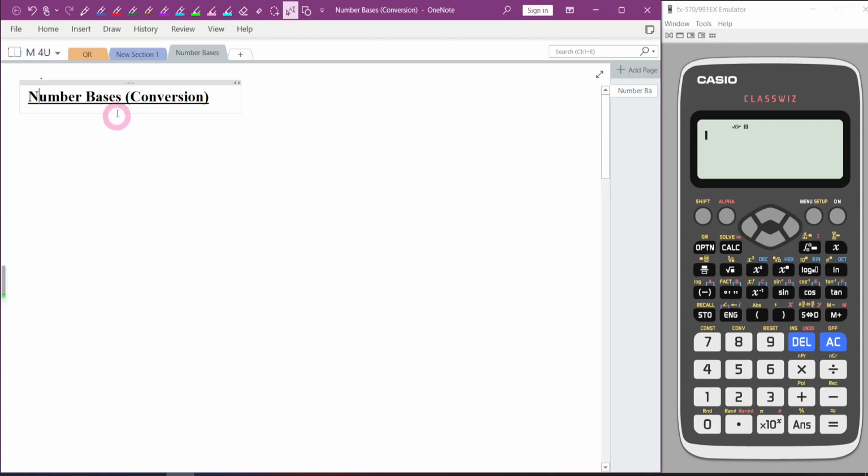Hi everybody, in this video I will share with you how we convert a number in base 10 to other bases and vice versa. Okay, let me give you a number in base 10 first.